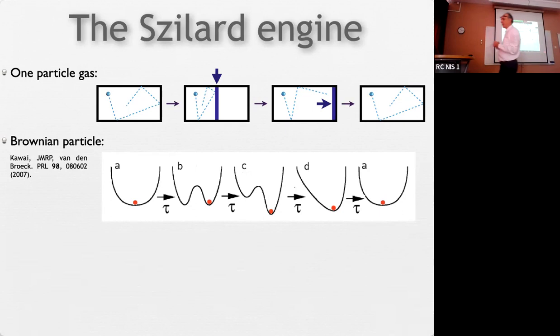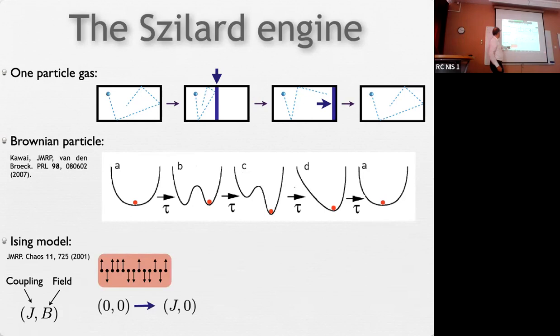And something that is also interesting: you can even do it with macroscopic systems. This is a single molecule, a Brownian particle, which is micro in the sense that it has fluctuations. And you can do it even with a system which is macroscopic. You take a Szilard engine, an Ising model, a model from statistical mechanics. It's a model of little magnets, no? And the basic model has something called a symmetry breaking.